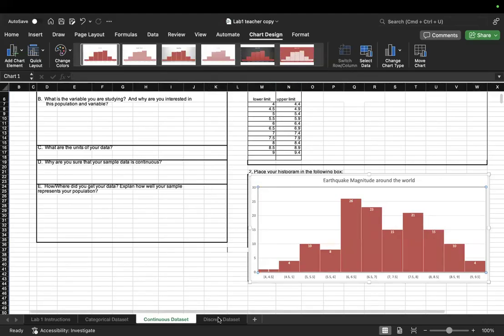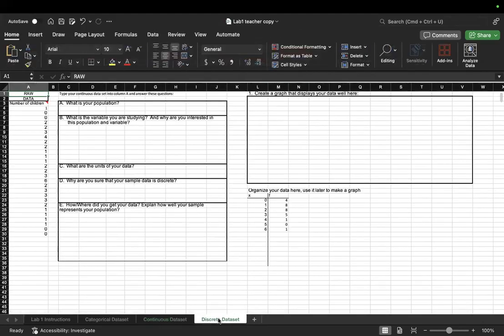Okay. Discrete data is the quickest one of all. My discrete data is I took a bunch of friends and looked at how many children they have. My population would be my friends on Facebook. Once again, I don't care why you're interested. I just want to know your variable. So my population is friends on Facebook. It is not my friends' kids. My variable is how many children each of my friends has.